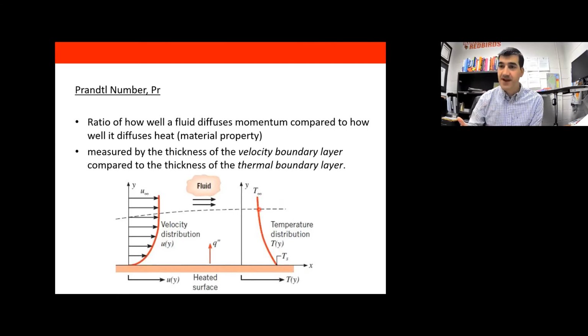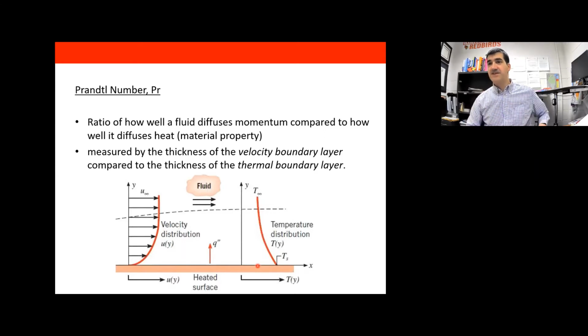So if we compare the thickness of the velocity boundary layer to the thickness of the thermal boundary layer, that will tell us how well the fluid diffuses momentum, like velocity-related momentum, compared to how well it diffuses heat. And that ratio is called the Prandtl number.